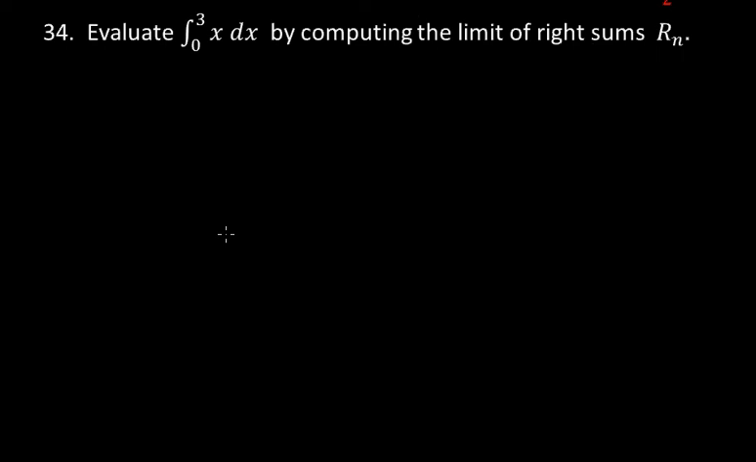Now this problem is different. This asks us to evaluate the definite integral of x dx from 0 to 3 by computing the limit of right sums. Of course, if you were just interested in getting the answer, you would simply take 1/2 x squared evaluated from 3 to 9, which is what? 9/2. So we already know what we're going to get, 9/2. This is just an exercise in showing you how to compute the limit of a Riemann sum.